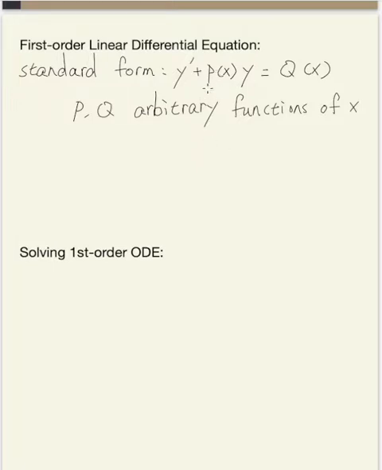Say if we have an equation, say y double prime times y equals some function q of x, this is not linear. Okay, so this is the standard form of a first order linear differential equation. Now let's try to solve it.